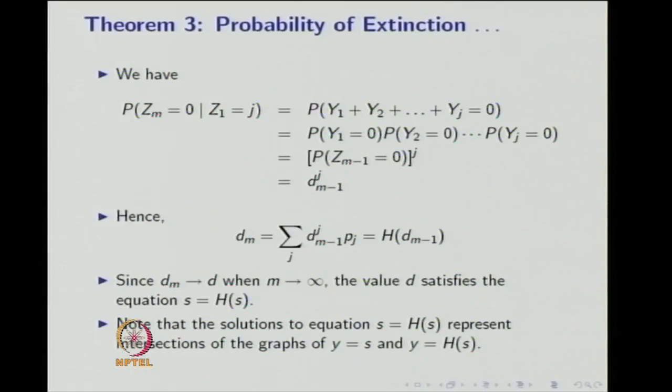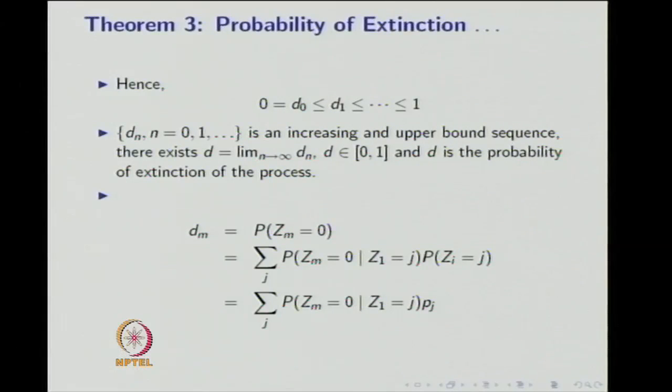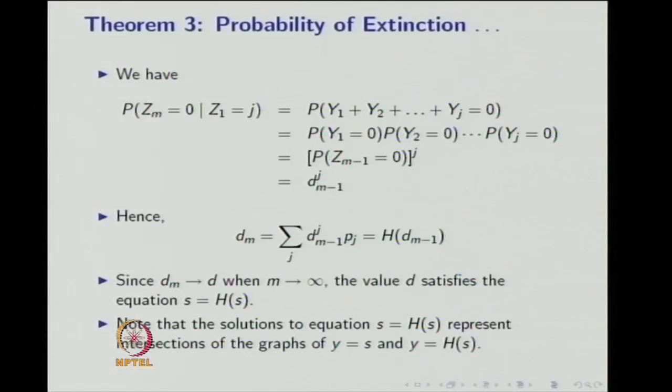Hence, you can substitute this result in this equation. This conditional probability is nothing but d suffix m minus 1 power j, therefore dm will be summation over j of d of m minus 1 power j pj, and that is nothing but the probability generating function of dm minus 1. So hence we get dm is equal to h of dm minus 1.